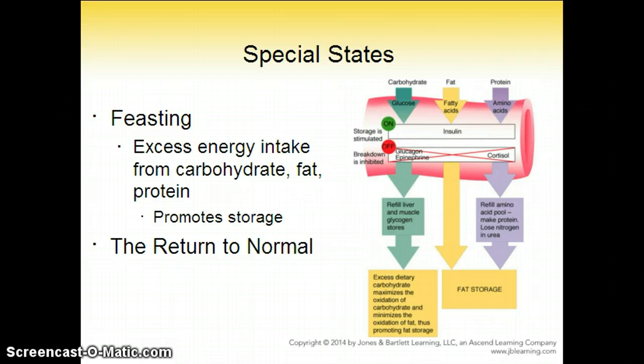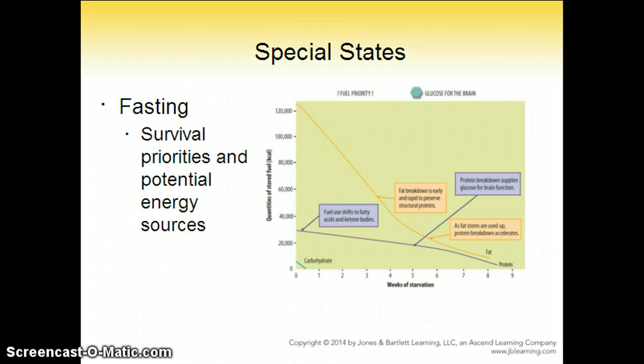Special states. Feasting. Feasting or overconsumption of energy leads to glycogen and triglyceride storage. Special states, fasting. Fasting or underconsumption of energy leads to mobilization of liver glycogen and stored triglycerides. Starvation, the state of prolonged fasting, leads to protein breakdown as well and can also be fatal.